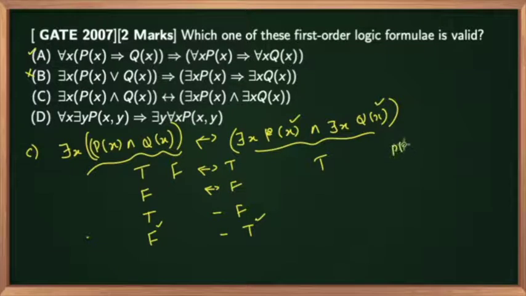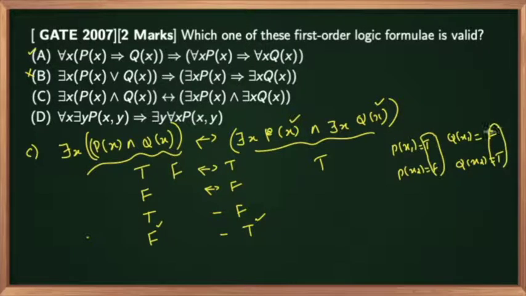So let me make P of x1 equal to true and P of x2 equal to false. Q of x1 is equal to false and Q of x2 is equal to true. Right? So if you see the exists P of x, that is this portion, that's true, and the exists Q of x, that is this portion, that's also true. So the right hand side is true.